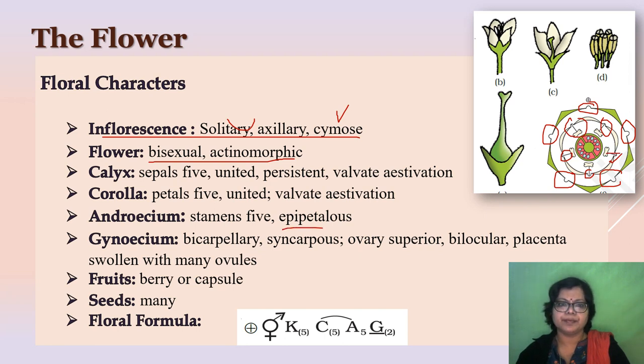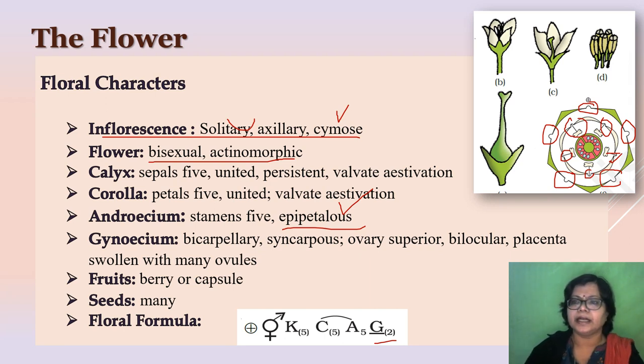Okay, so epipetalous. Clear? Now the gynoecium, that is bicarpellary, two carpels are present, syncarpous, they are fused together, and ovary is superior. That's why the line is drawn below the G, bilocular and axile placentation, right? And fruit is berry, and here as many seeds are present within each locule.